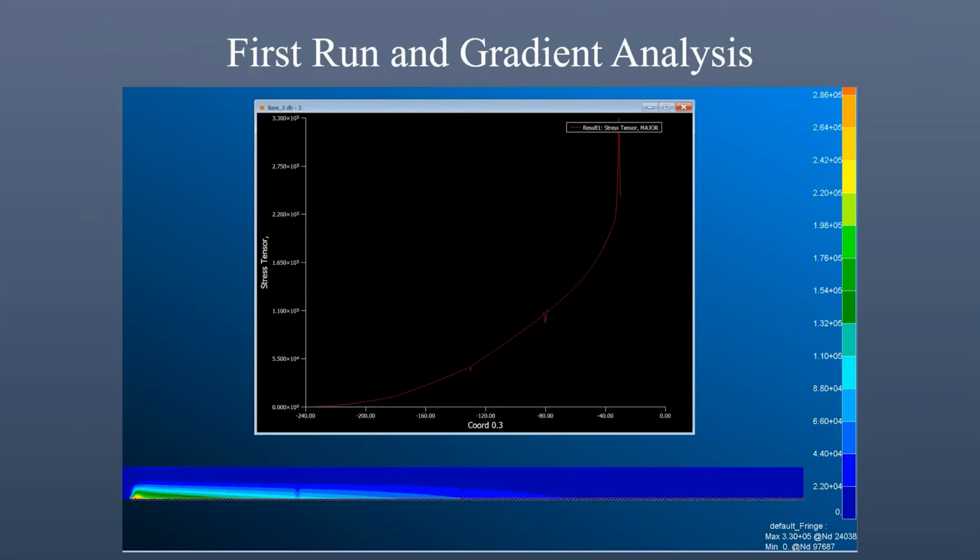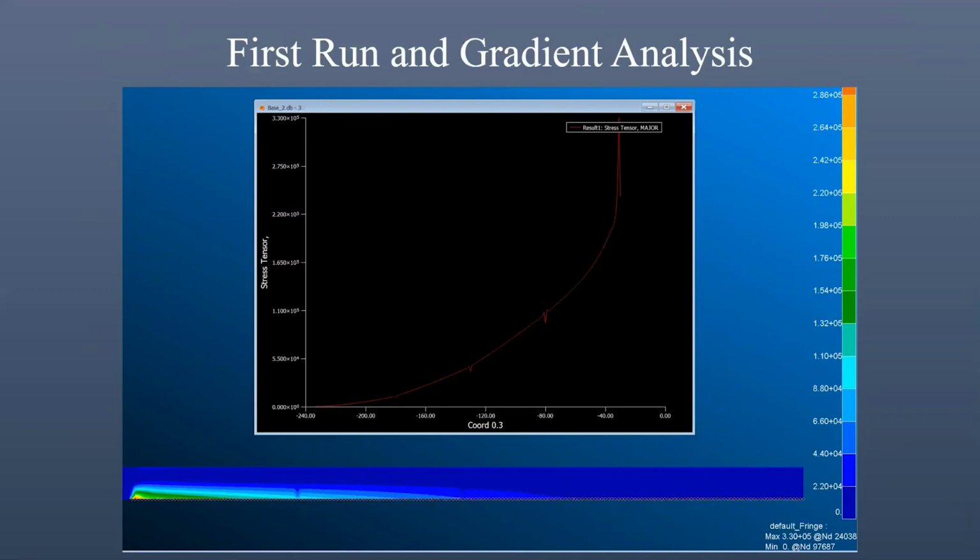In order to determine whether this stress was an artifact or not, a gradient analysis was performed. For a linear static FEA model, outputted stresses should follow a linear pattern. However, as this plot shows, the stresses outputted for this model are highly nonlinear.